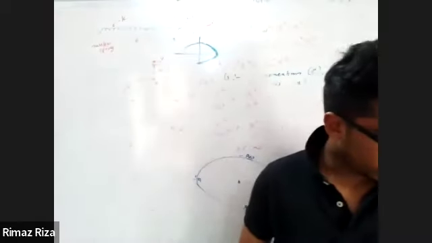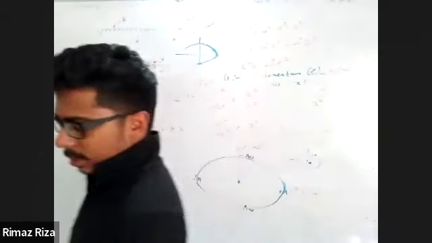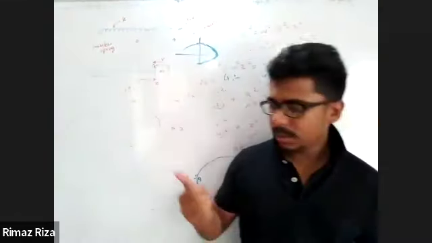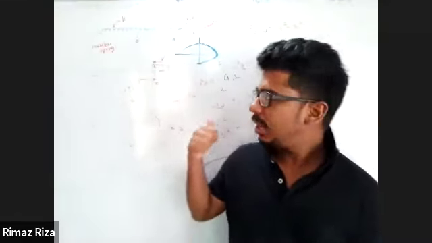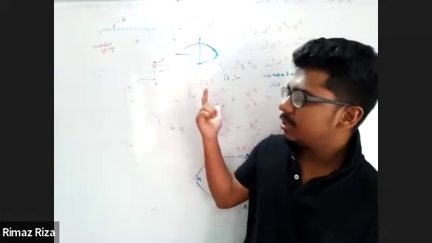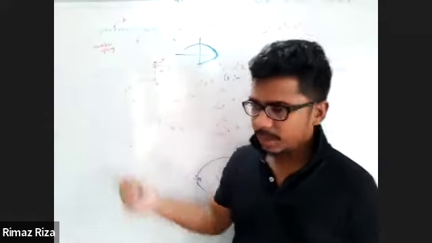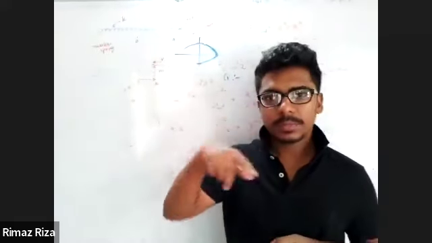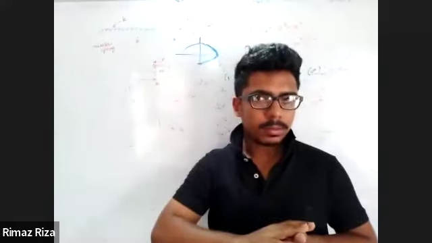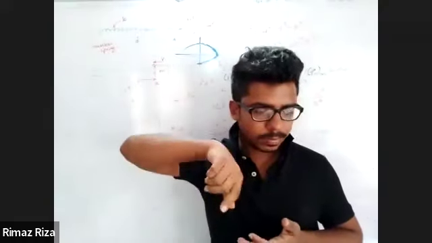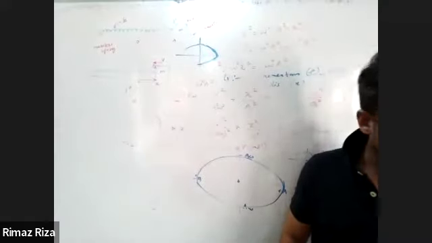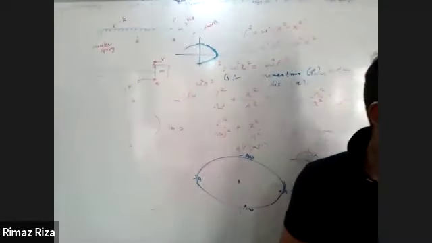Okay, so that's for the homework, and we will start in the next class with kinetic energy, potential energy and total energy of a particle moving in simple harmonic motion. After that, we will be discussing circular motion related to simple harmonic motion.